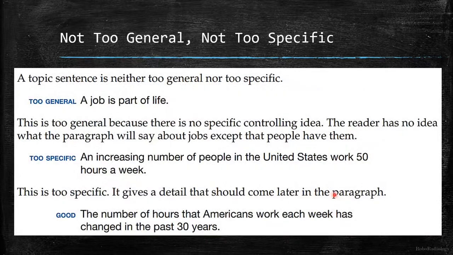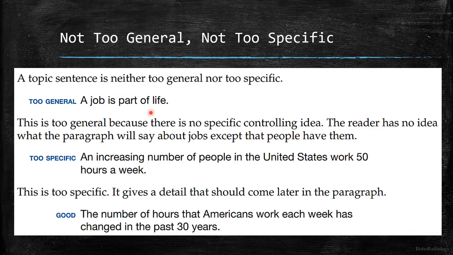Let's go ahead. Another thing that we need to consider for our topic sentence and how to control it is that we need to be balanced. It shouldn't be too general, nor too specific. Why? Because if it's too general, we can probably write a book about it. But if it's too specific, we are restricting ourselves and we might not be able to produce even 3 sentences, let alone a paragraph. A job is part of life. It is just too broad.